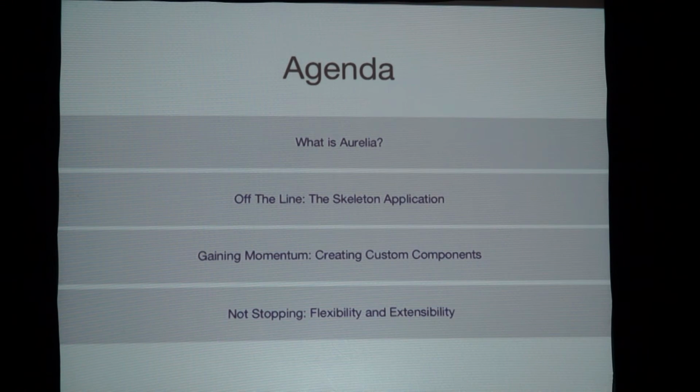But we also originally talked about speed, right? We defined it in 3 parts. We talked about getting started. We talked about gaining momentum. We talked about not stopping. And so with these 3, the what is Aurelia, we went through that. We saw what it was. But we got off the line quickly.